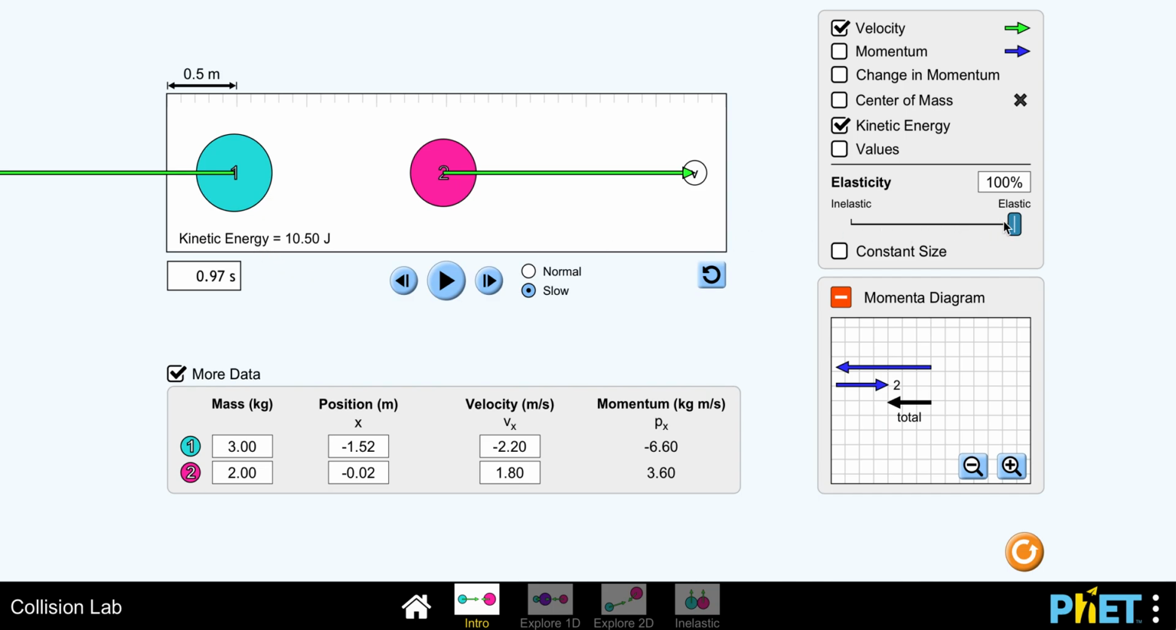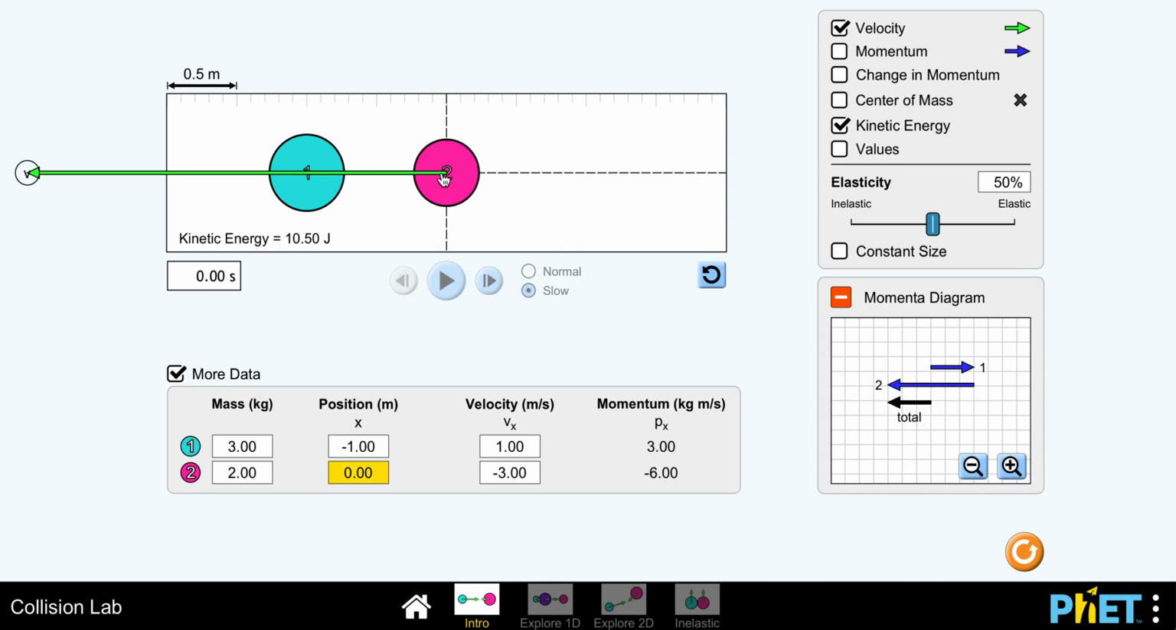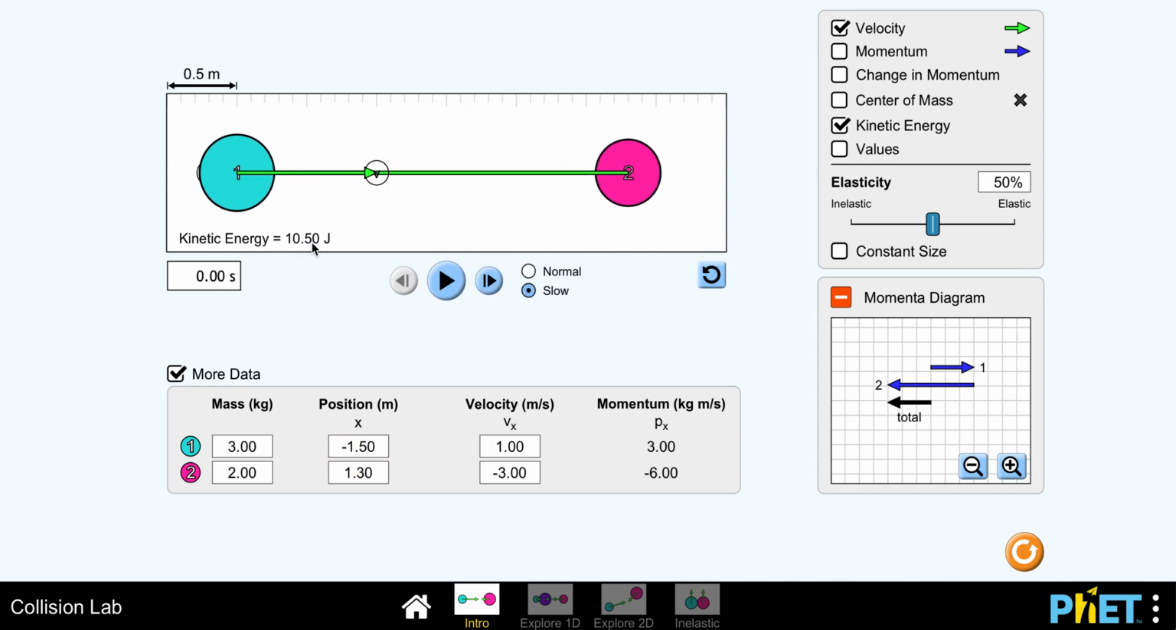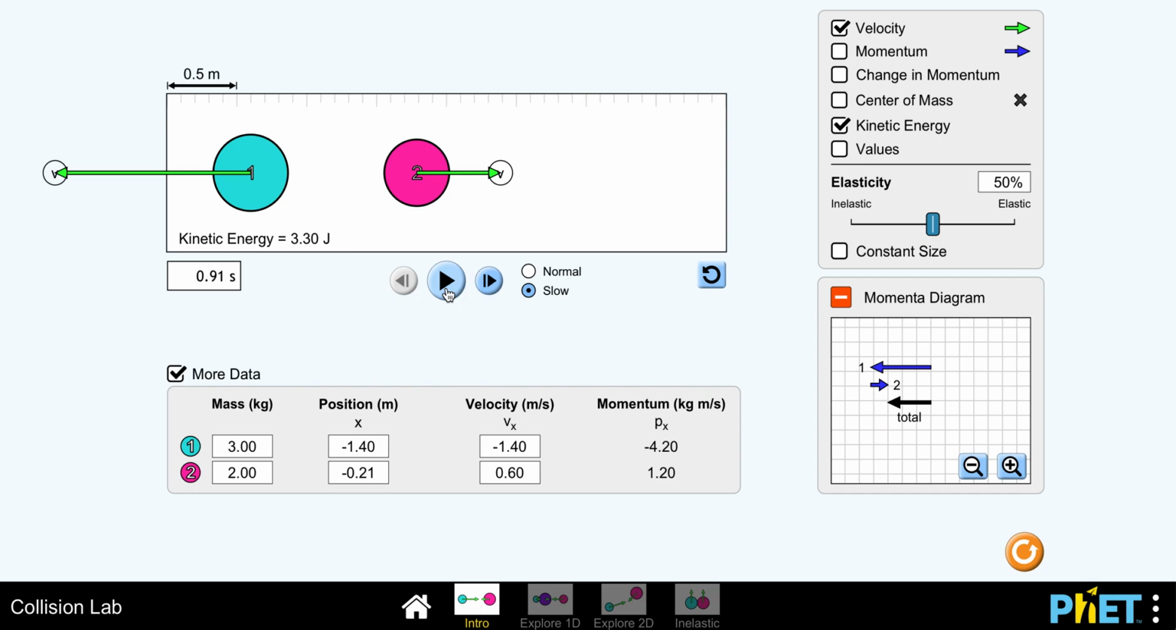Let's change the elasticity to 50% and reset this. Is it going to let me reset it? Probably not. Before, this one was 1 and this one was -3. Let's move these apart again so we're starting with the same situation. The initial kinetic energy is 10.5 and the elasticity is 50%. Let's see what's different. The momentum looks okay. Let's play it through. Straight away you'll notice they're going away from each other slower. The first thing to notice is that momentum is exactly the same; that is conserved. Here's the important bit though: the kinetic energy is less, 3.3 joules.